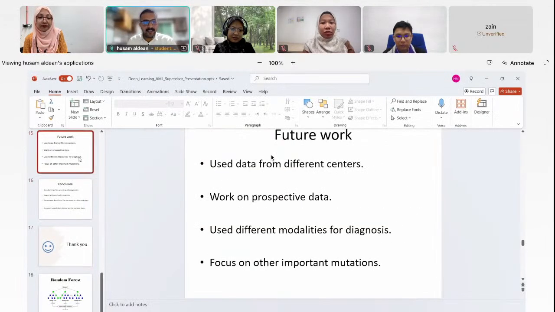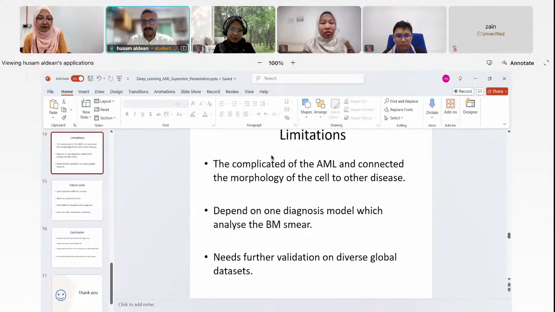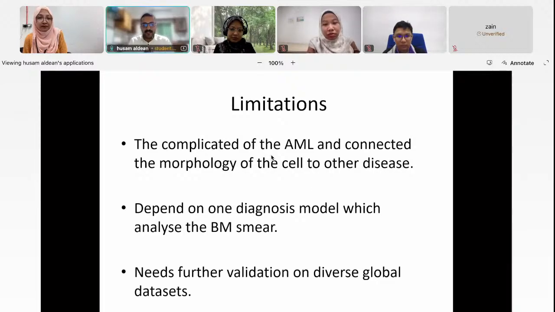Just take a look at the limitations and future works. About the limitations of this study, we know the complexity of AML and the connected morphology of cells in other diseases, malignant or non-malignant hematological disorders, and it depends on one diagnosis model, which is the bone marrow samples. We have many diagnosis models like flow cytometry and cells in the peripheral blood smear, and it needs the model for further validation and diverse global datasets from other centers in the world.